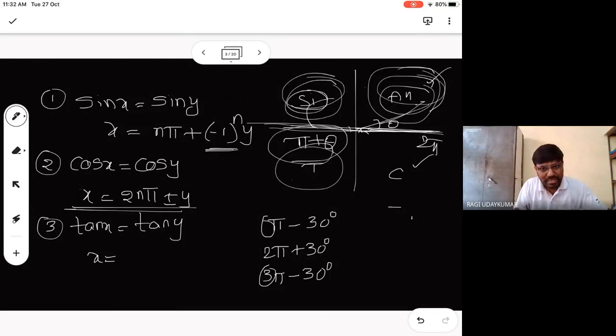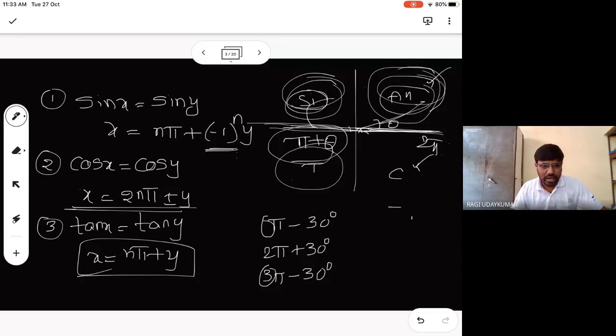So pi plus theta, 2 pi plus theta, 3 pi plus theta, 4 pi plus theta, 5 pi plus theta, 6 pi plus theta. It continues. So that is nothing but every integer into pi plus theta. So n pi plus theta. Here theta is the angle, whatever the angle is taken into consideration, that's all.